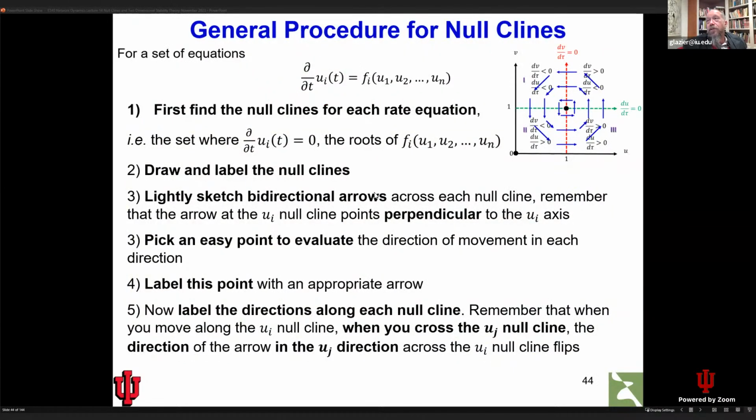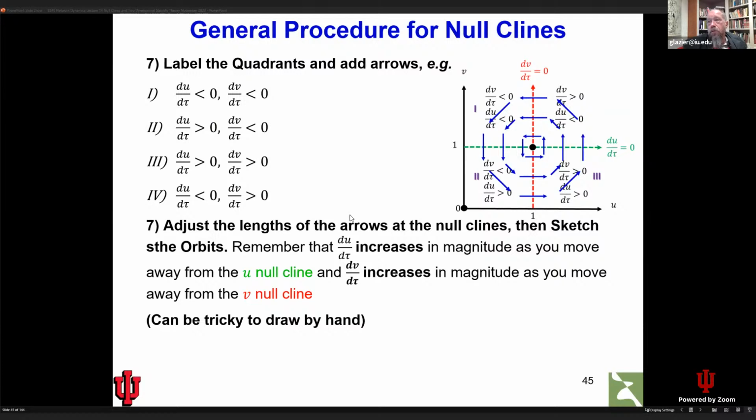Okay. So now, to review again: find the null clines for each equation independently, draw and label them, sketch the bidirectional arrows, pick a point to evaluate the direction of movement, label the point, and then systematically check the directions that change when you cross the null clines. Label all of the arrows correctly, so instead of being bidirectional, make them unidirectional. Label your quadrants, adjust the arrow lengths, and then sketch. That's what we have to do.